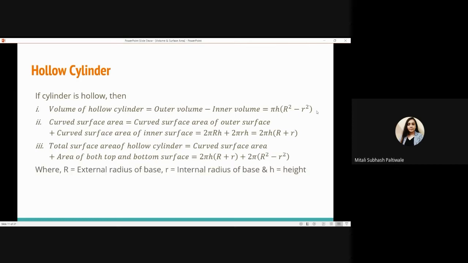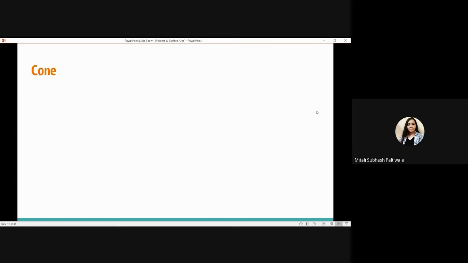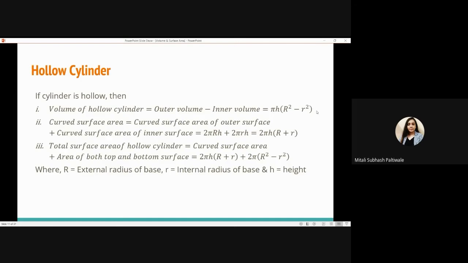Now this will give me the answer for the total surface area of the hollow cylinder if I need to find it. Capital R will be the external radius of that base, and small r would be the internal radius of that base. That's what I was telling you, and h is nothing but the height.